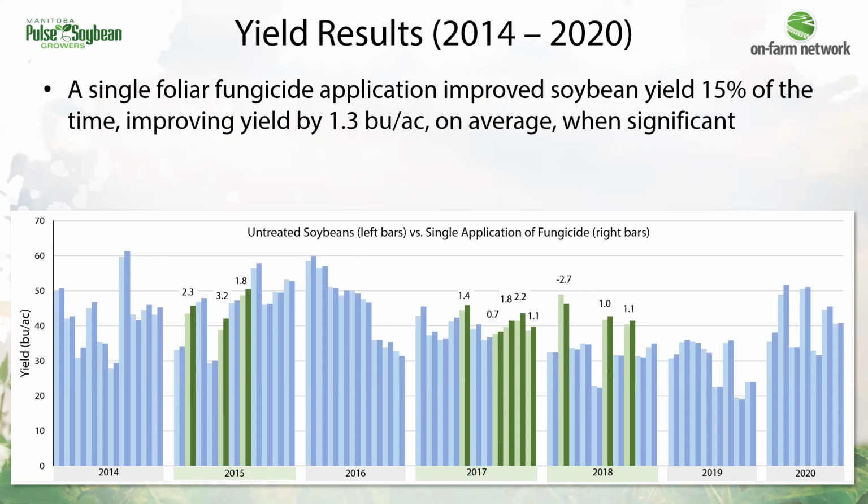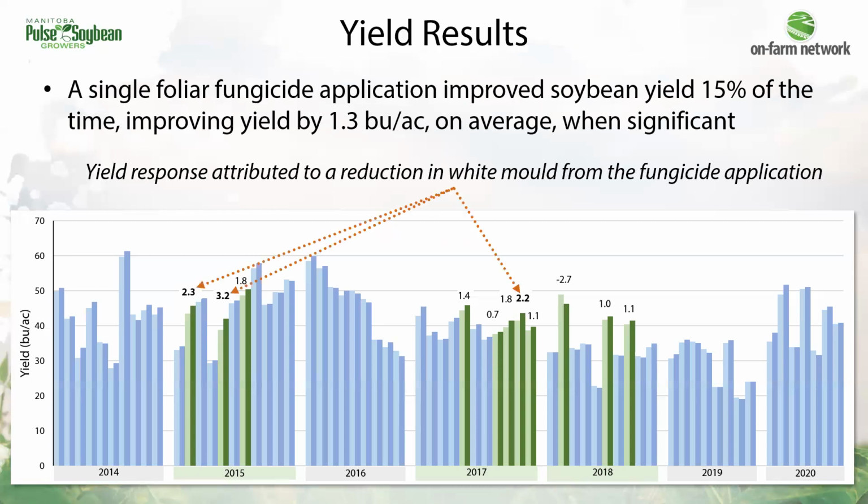The number above the bars, that's the yield difference between an application of fungicide and none. How much was yield improved at those trials? And when we're looking at these responsive trial sites, what did they have in common is the question we're asking. Can we predict where we might see a yield response to soybean fungicide? So at these 3 trials here, we also saw a reduction in white mold disease pressure.